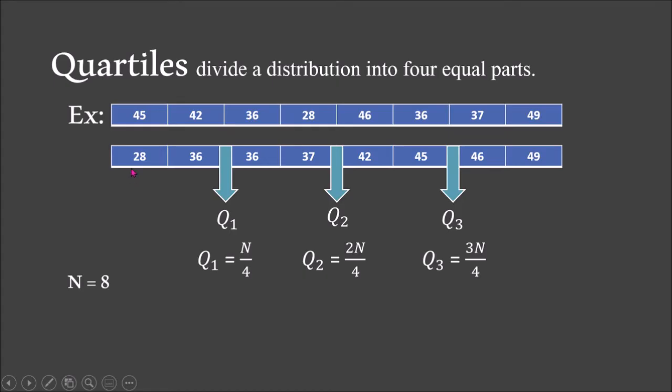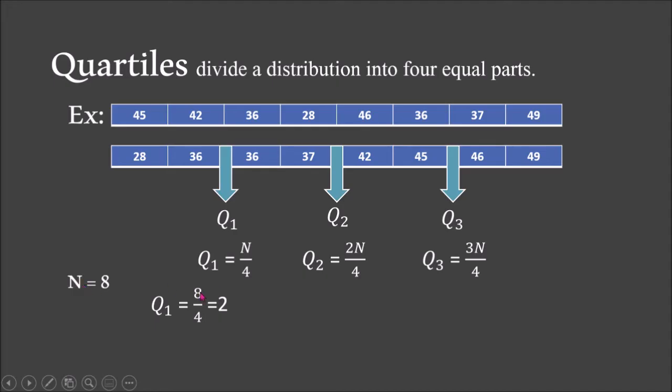So again, we have n equals 8 here because we have 8 values of our data: 28, 36, 36, 37, 42, 45, 46, and 48. That is, our n is equal to 8. So to find the position or the location, this is now the solution.